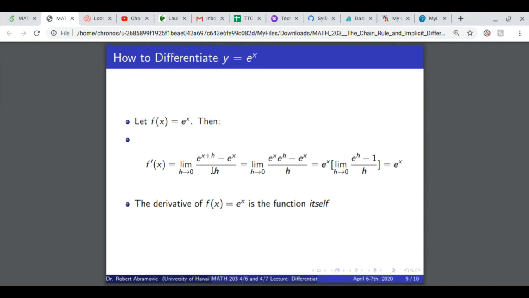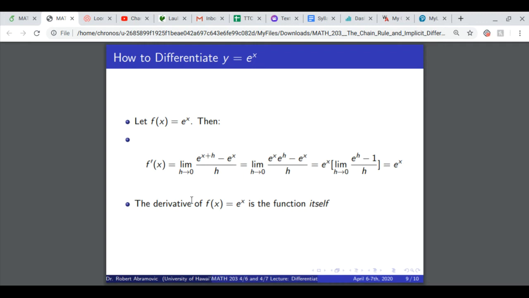If you recall, the sum of exponents is equivalent to the product of powers sharing the same base, e to the x times e to the h, minus e to the x. Now factor out e to the x. We're left with e to the x times the limit as h goes to 0 of e to the h minus 1 over h. This limit is positive 1. e to the x times 1 is equal to 1, so we're left with e to the x.